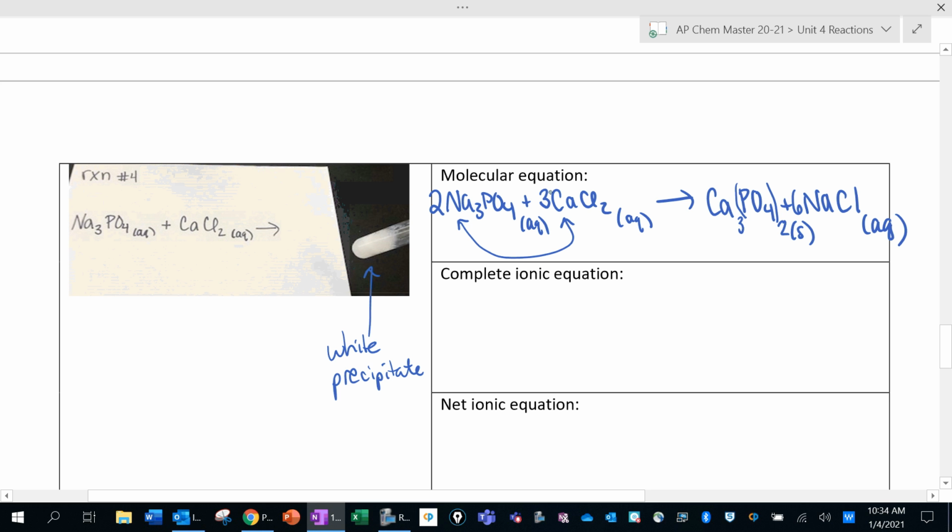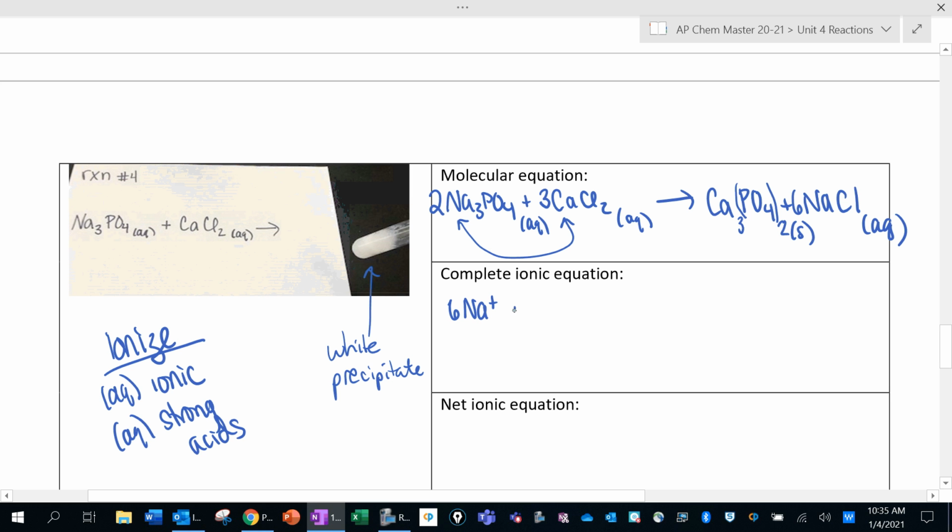Now let's look at the complete ionic equation. So again, with the complete ionic, there's only 2 things you should ionize: aqueous ionic compounds and aqueous strong acids. Okay, so I'm going to ionize my sodium phosphate. That's going to give me 6 aqueous sodium ions and 2 phosphate ions. I've been kind of lazy leaving off states of matter here, but when they split apart into ions, that only happens when you're aqueous. Okay, so here I'm going to make 3 calcium ions and 6 chloride ions.